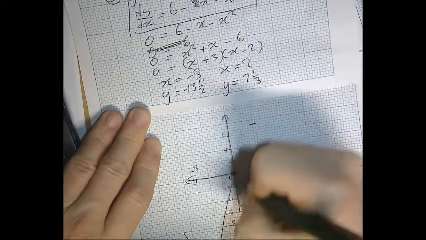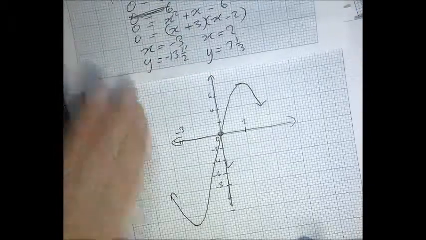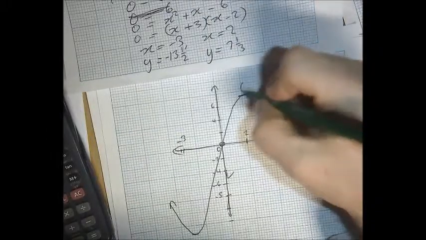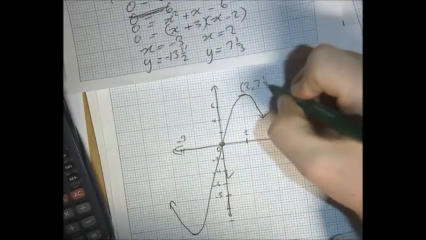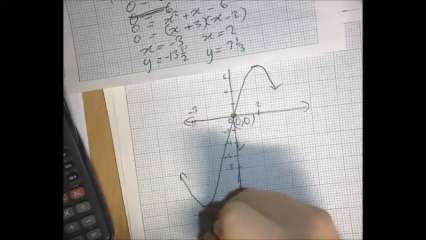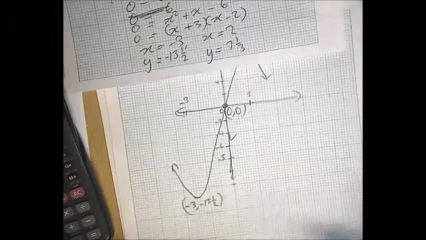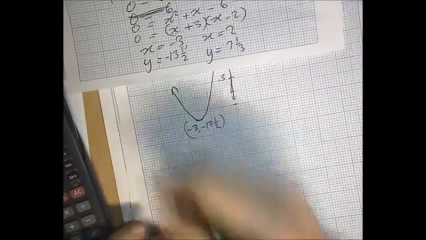So that's the graph. And of course label the coordinates. There you go, that's that graph done. Graph number 6.